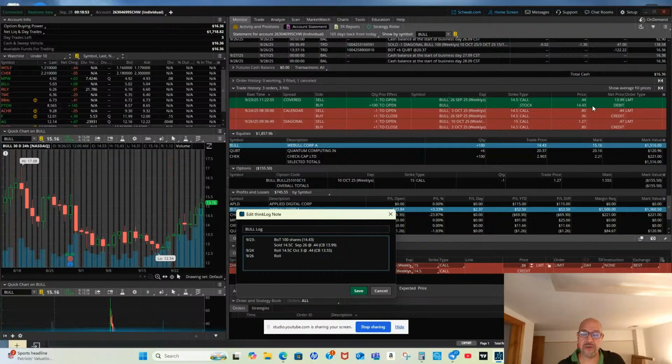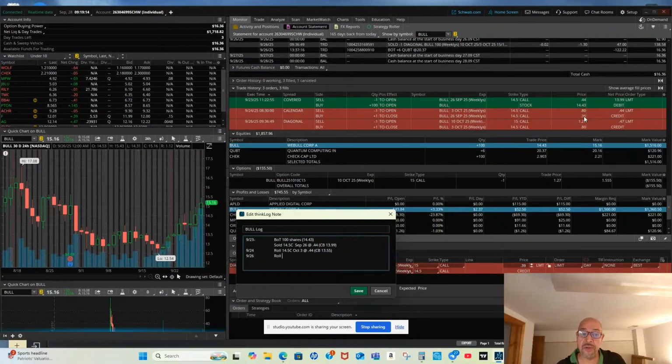A couple days later, or 1 day later, I bought that one back for 36 cents, but sold a new one for 80, which brought me 44 cents. So for the week I'm at 44 cents, and that brought me down here to 13.55.